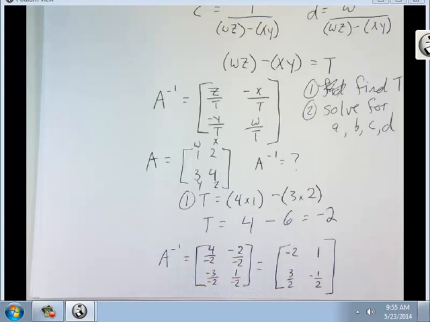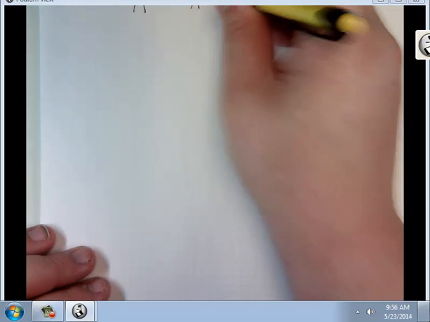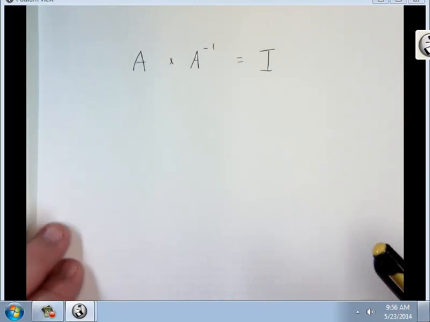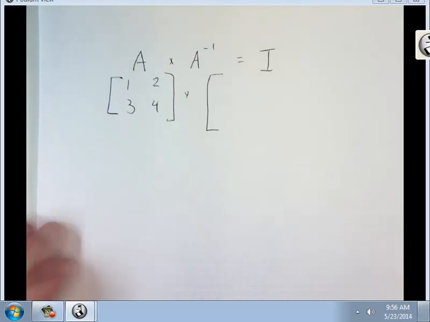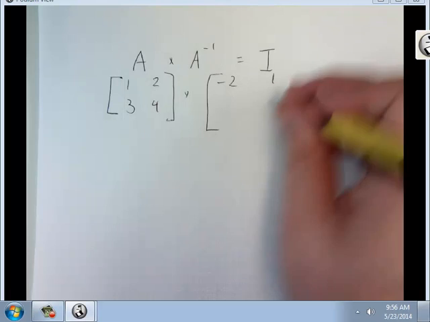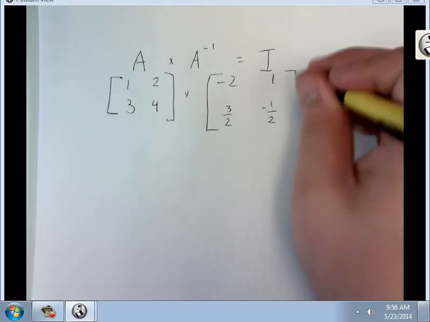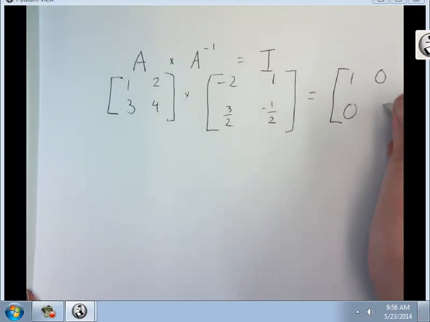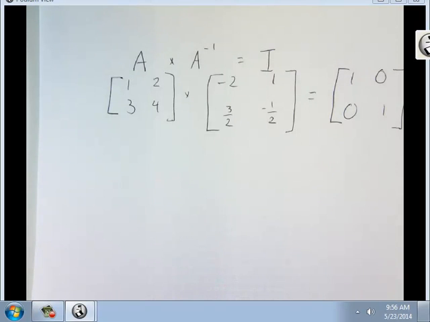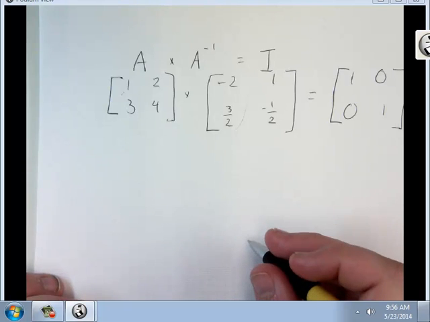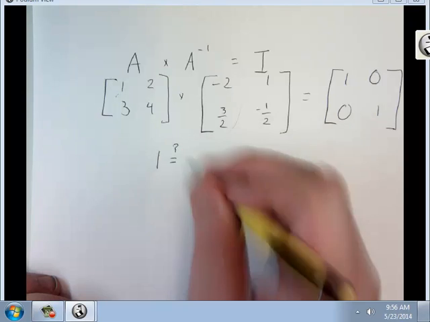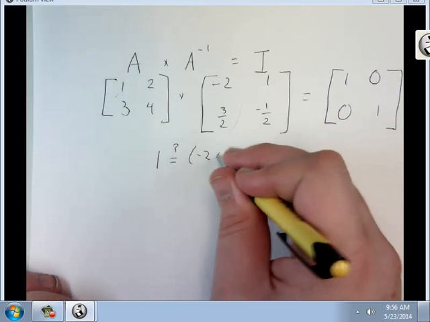Now, I wish I had more room on this page because we're going to actually prove that that works. So, that means that, remember, A times A to the minus 1 would have to equal I. 1, 2, 3, 4 times negative 2, 1, 3 over 2, negative 1 over 2 would have to equal 1, 0, 0, 1. And it's always row by column. So 1 would have to equal negative 2 times 1 plus 2 times 3 over 2.